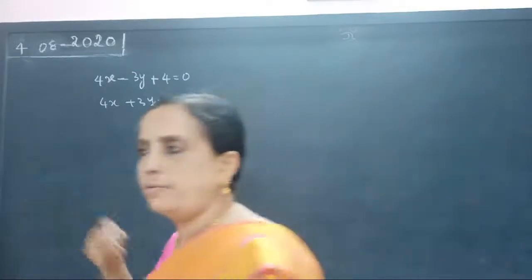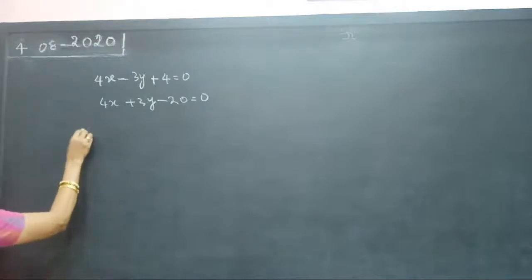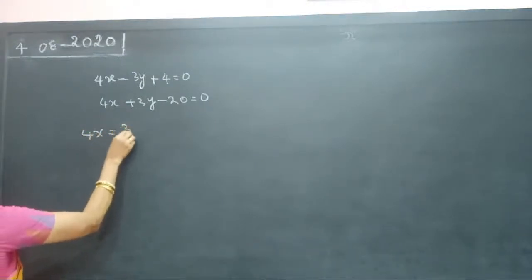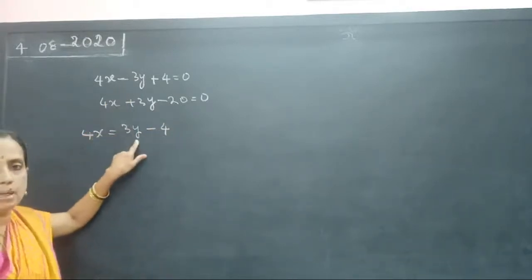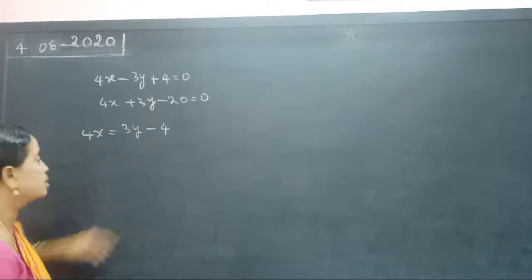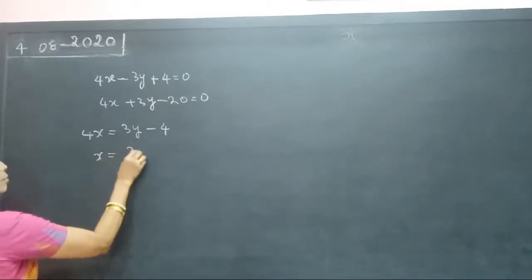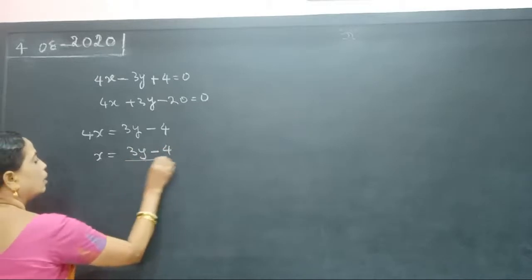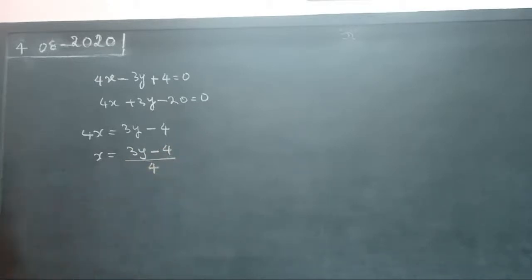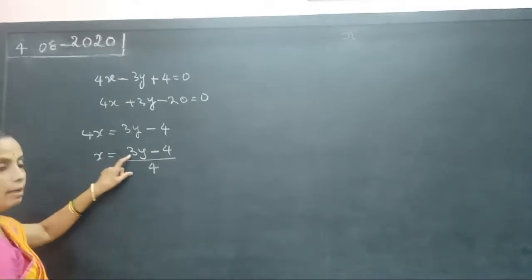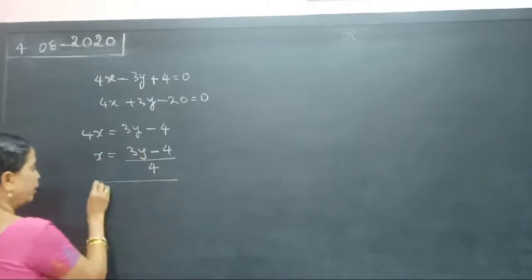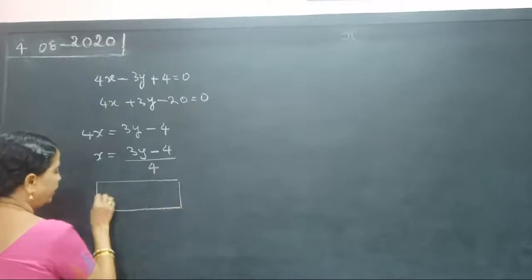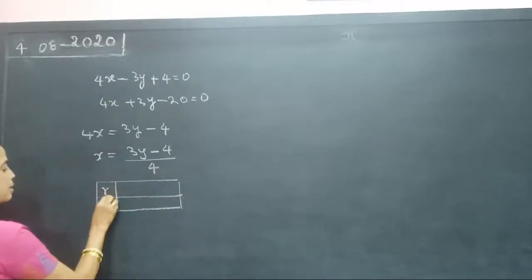So now considering the first equation, you can write 4x equals plus 3y minus 4. Is it clear? Minus will become plus, plus will become minus. x equals 3y minus 4 upon 4. Now, giving values to y, you will get the value of x. Obtain the tabulated column like this. Get minimum 3 pairs.